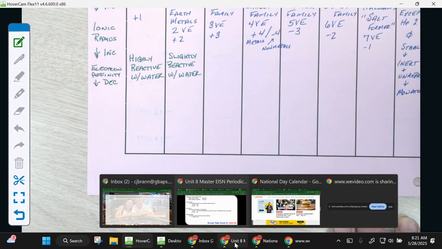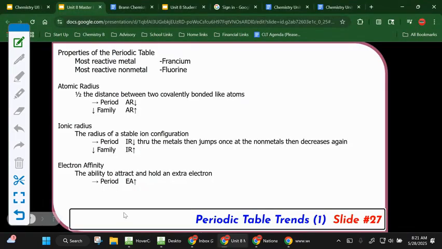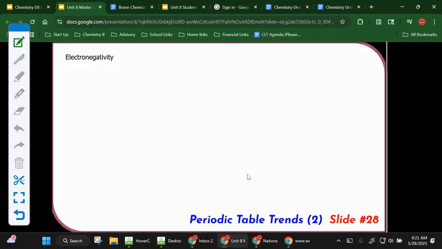So again, we just said as you go down the family, electron affinity decreases. Okay? All right. So now, electronegativity, ladies and gentlemen. Electronegativity is kind of similar to electron affinity. It is the tendency of an atom to attract electrons to itself when combined with other atoms. What atoms like to attract electrons to themselves when they combine with other atoms?